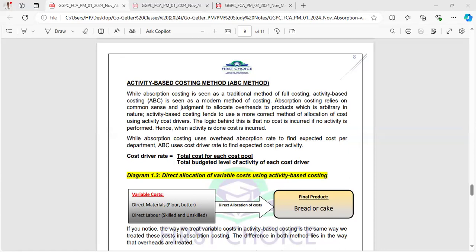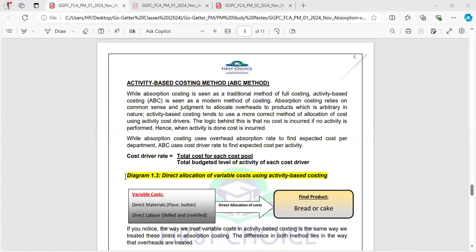Now let's look at diagram 1.3. This shows the direct allocation of variable costs using activity-based costing. This is the same way we treated it in absorption costing. Look at a bakery that wants to make bread. They have flour, they have butter. These are direct materials. You can trace butter and flour to the bread or cake, which is the final product. So it's a direct allocation of cost.